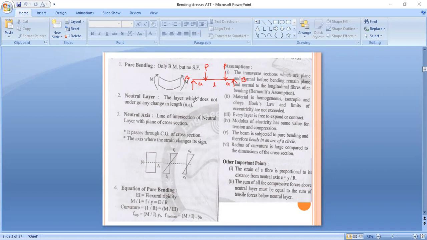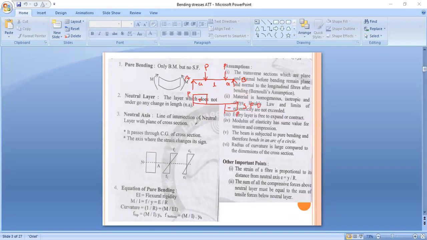So first I will draw the shear force diagram. Due to this load, the shear force diagram goes likewise, and here 0. After that we will draw the shear force diagram for the B support. This is the shear force diagram. This is positive, this is negative. Here P, here also P. This is our shear force diagram.